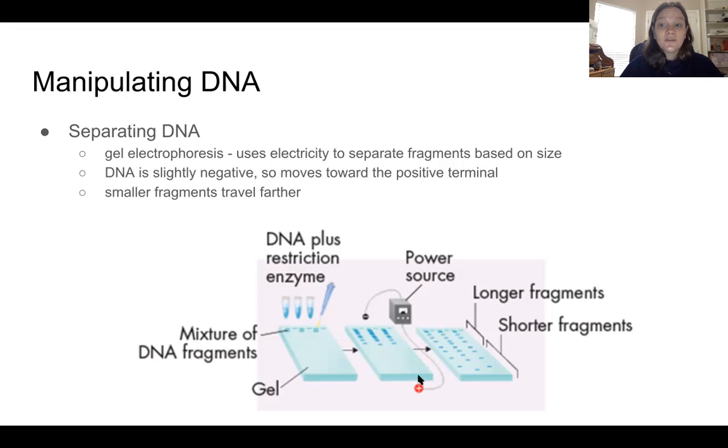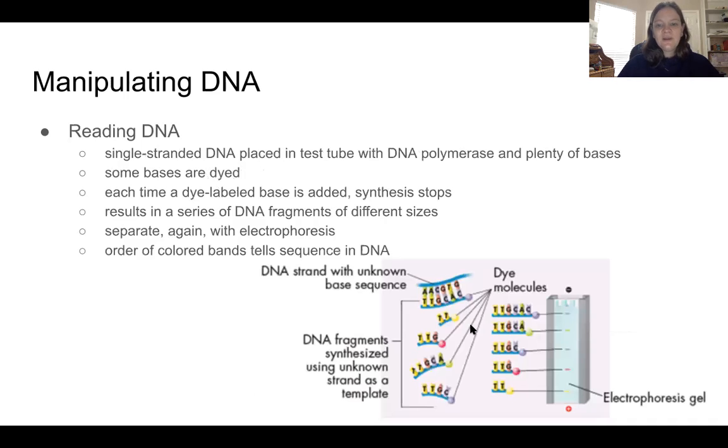The smaller the fragments are, the more easily they can move through the gel. And so the smaller ones travel a lot farther and the longer ones stay pretty close. Okay, so we can use this process to actually read the DNA. And the way we do this is that we take just a single strand of DNA, so half of a DNA molecule. We put it in a test tube with DNA polymerase and a lot of bases.